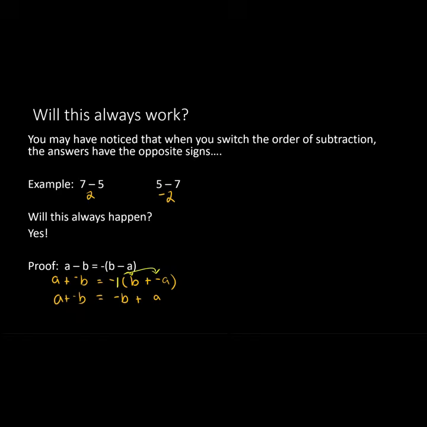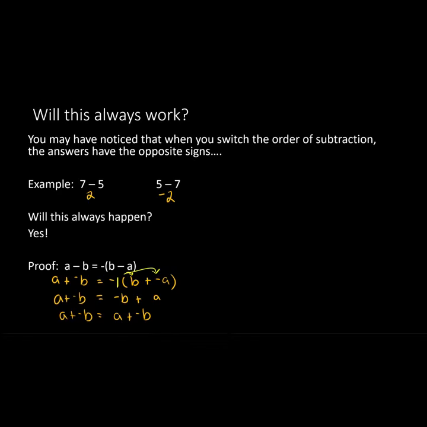Now what I have here is an addition problem, and I know that addition is commutative. In other words, -b plus a is the same as a plus -b. And what we see is that we actually have the same expression as we have on the left.